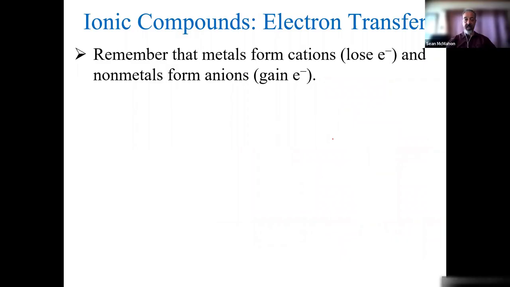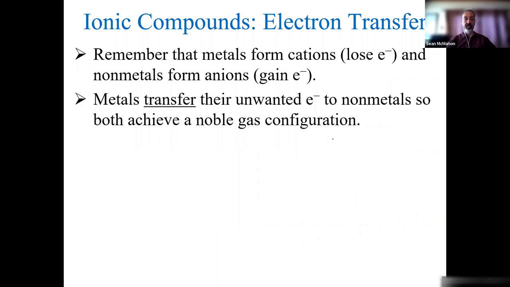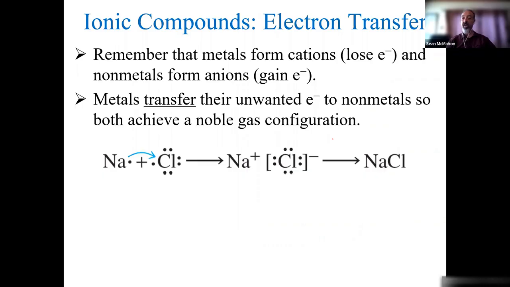We did talk about the electron transfer. Remember that metals form cations by losing and non-metals gain. And the transfer from the metal to the non-metal helps them both achieve that noble gas configuration. So here I go back to the Lewis dot symbol, and I actually use the element sodium, which has 1 valence electron, because why? Group 1. Chlorine, group 7A, so it has 7 valence electrons, right? And they both want octets.